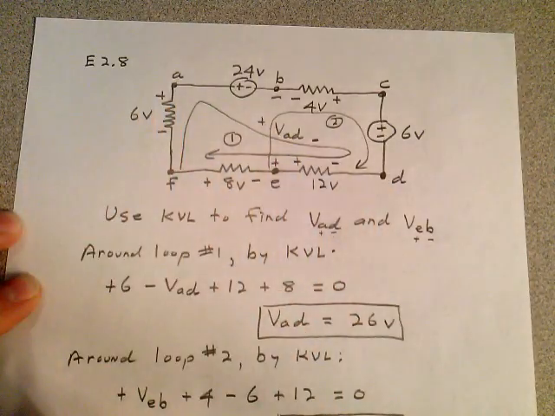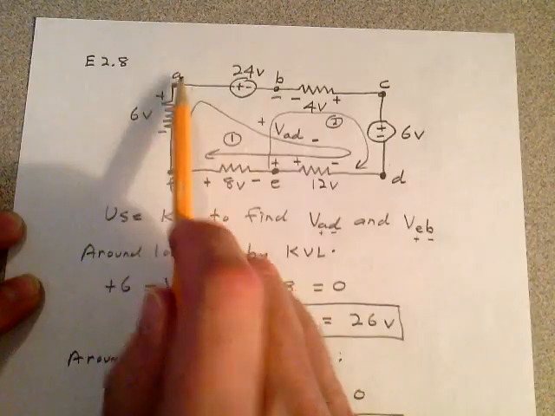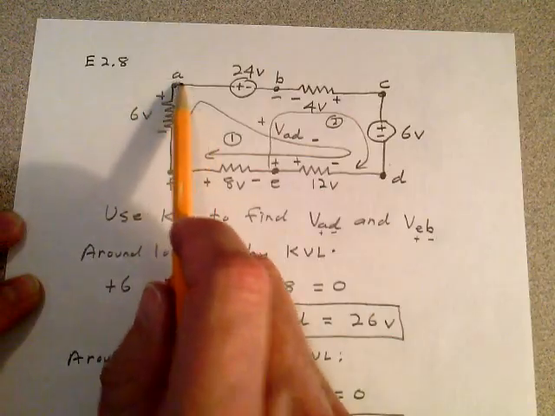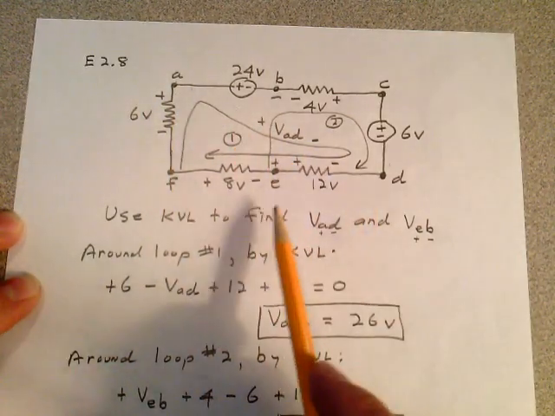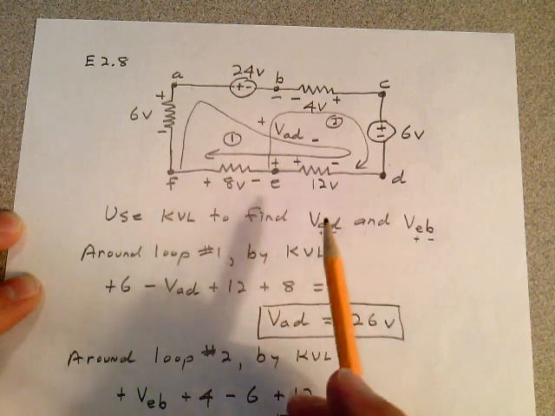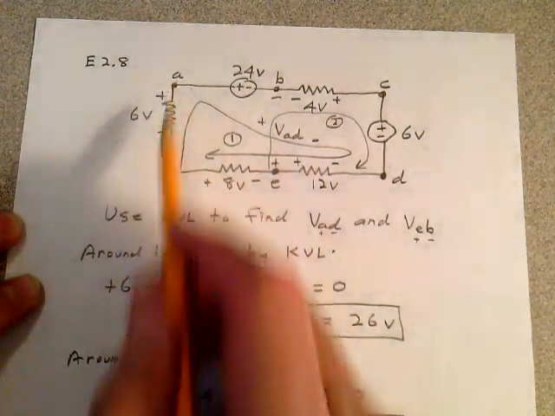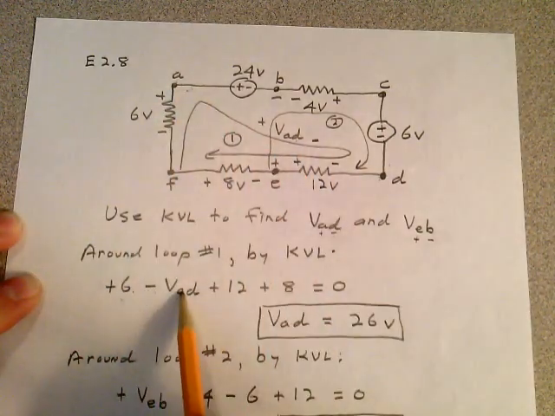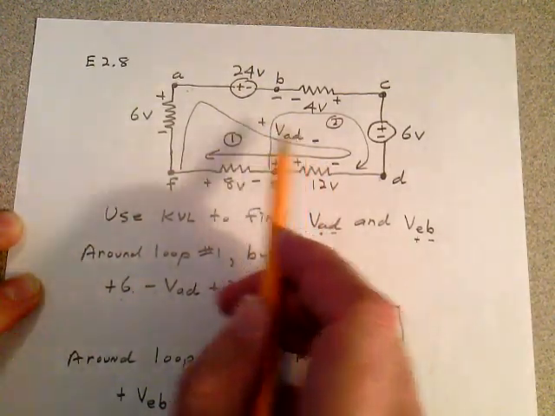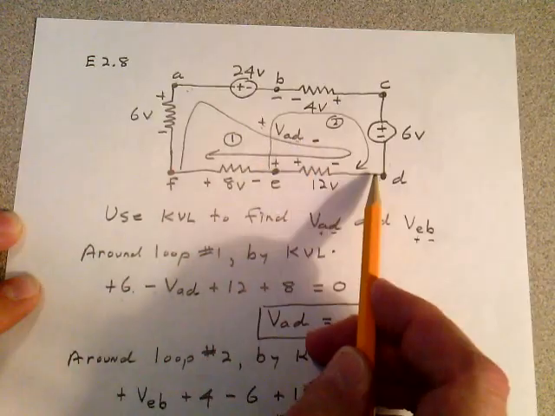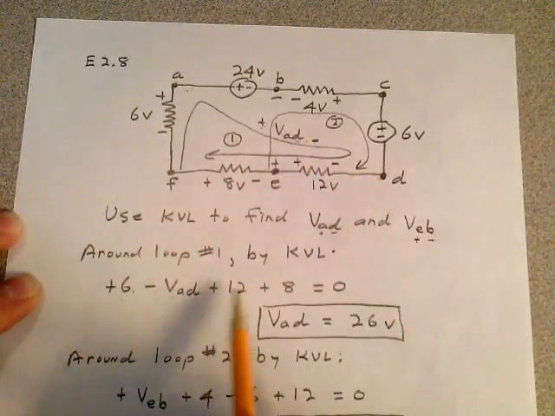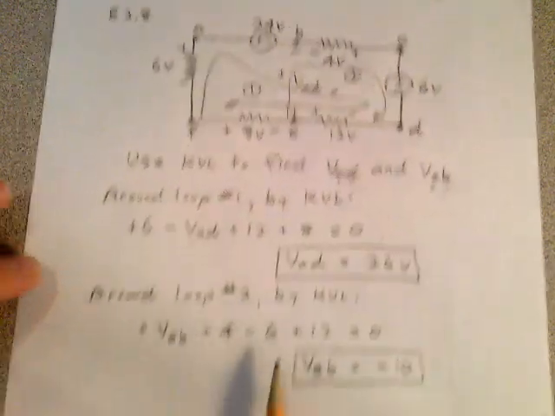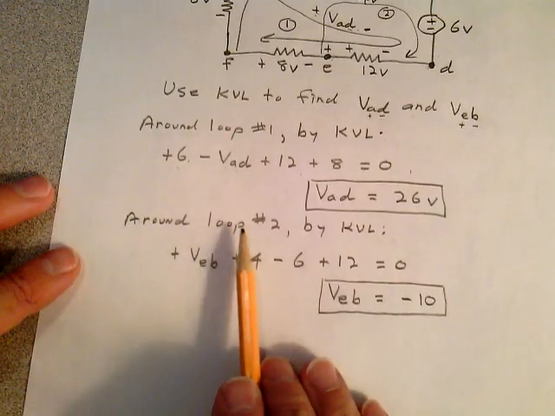We want AD. So my loop's going to go from F to A to D. Here's my loop. I'm going to call that loop 1 right there. I can form any closed loop I want. It doesn't have to have one element in it. So I'm going to start down here and I get plus 6 minus VAD, the unknown. Why is it a minus? Because it's plus to minus. VAD, A must be positive and D must be negative. Plus 12 plus 8 equals 0. VAD is 26 volts.